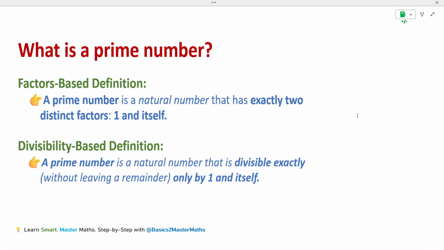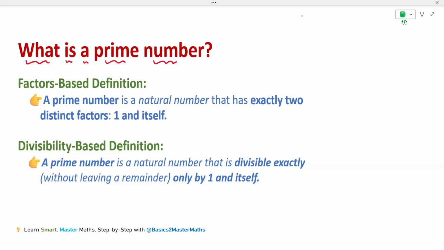Hi all, welcome again. In the previous video, we discussed how to find all factors of a given number. In this video, we are going to discuss what is a prime number.